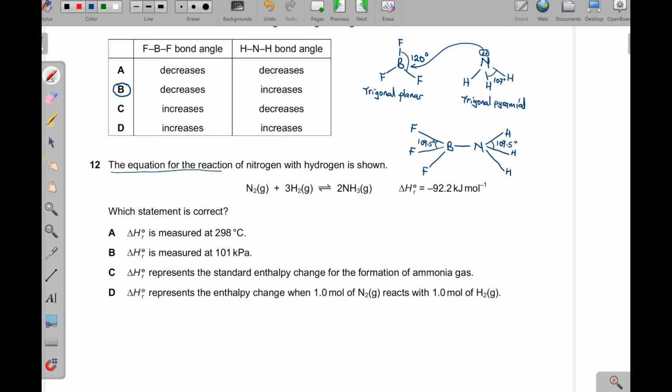Question 12. The equation for the reaction of nitrogen with hydrogen is this one here. It is production of ammonia. It is an exothermic reaction. That is the Haber process. Which statement is correct?